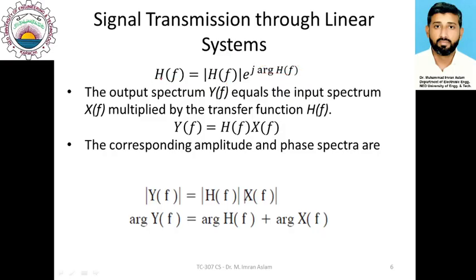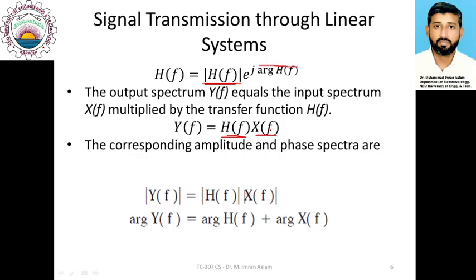So each frequency response comprises two parts. One is the amplitude response, and the other is the phase response. And the output of the system, as I said, is calculated by multiplying the transfer function with the transform of the input signal, or the spectrum of the input signal. So output is mathematically represented as H(f) multiplied by X(f).